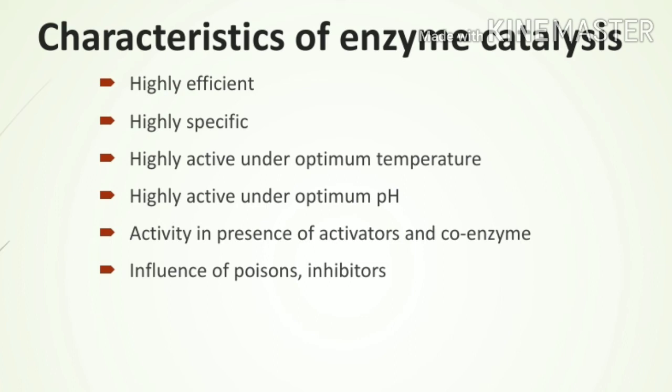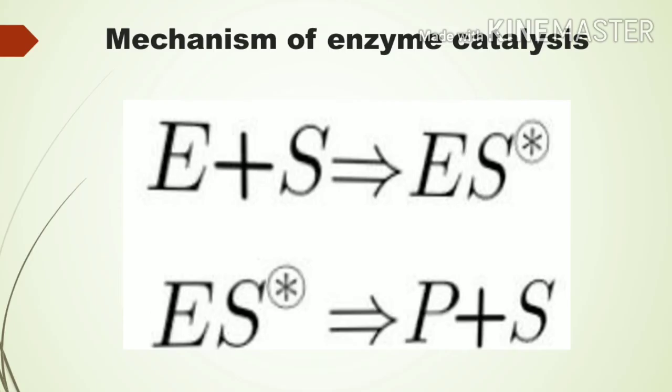Okay, next we can discuss the mechanism of enzyme catalysis. How does an enzyme participate in a reaction? The first point is that there are a number of cavities present on the surface of a colloidal particle of enzyme. These cavities possess an active group and have a characteristic shape.